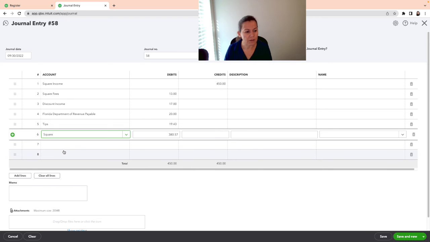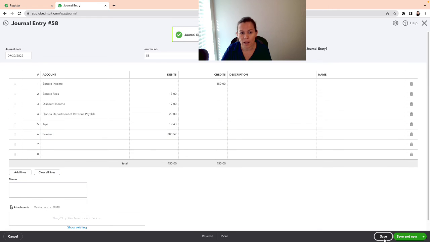Because keep in mind, I'm transferring all the money from Square into my bank account, and from Square here I'm creating the deposit going into Square Bank, so that it can zero out that transaction. So we're gonna save here, and you're gonna see what happens. So this is Square Bank here.